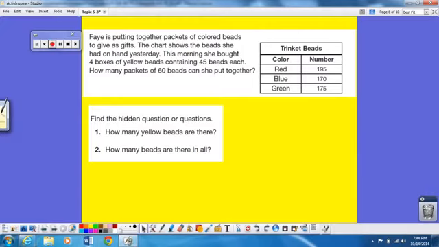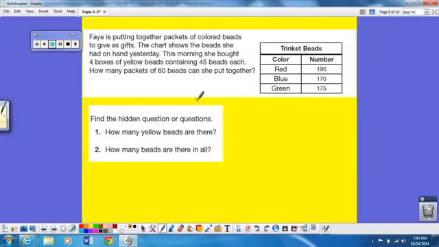One more problem, and we're going to look ahead and see if we can kind of summarize what we've been doing here with word problems. Okay. Faye is putting together packets of colored beads to give as gifts. The chart shows the beads she had on hand yesterday. That just means it shows the beads that were available, the ones that she had. This morning, she bought 4 boxes of yellow beads containing 45 beads each. How many packets of 60 beads can she put together?